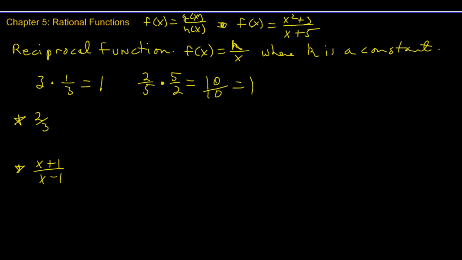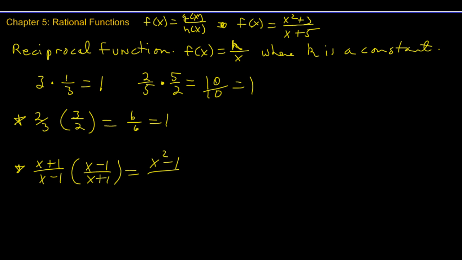Okay, hopefully you found that the reciprocal of 2/3 is 3/2, because when I multiply those together, I get 6 over 6, which is 1. The reciprocal of x plus 1 over x minus 1 is x minus 1 over x plus 1. When I use the FOIL method to multiply those, I get x squared minus 1 over x squared minus 1, which of course is equal to the number 1.